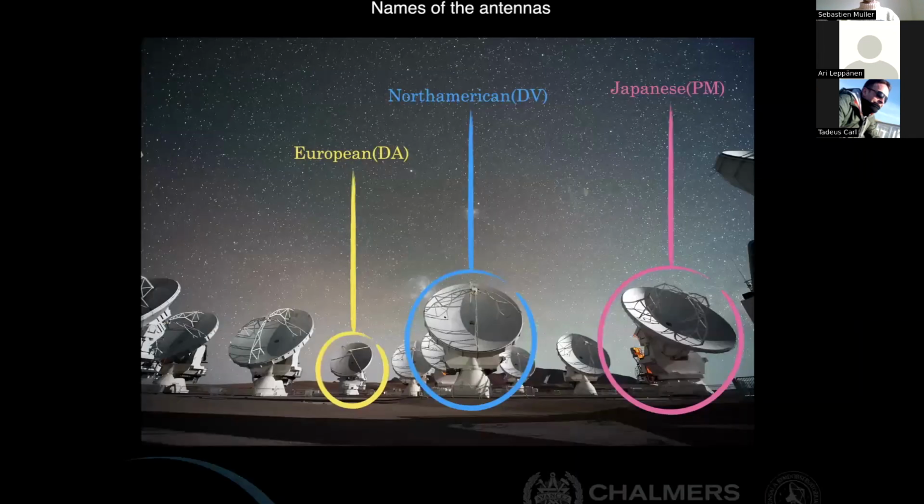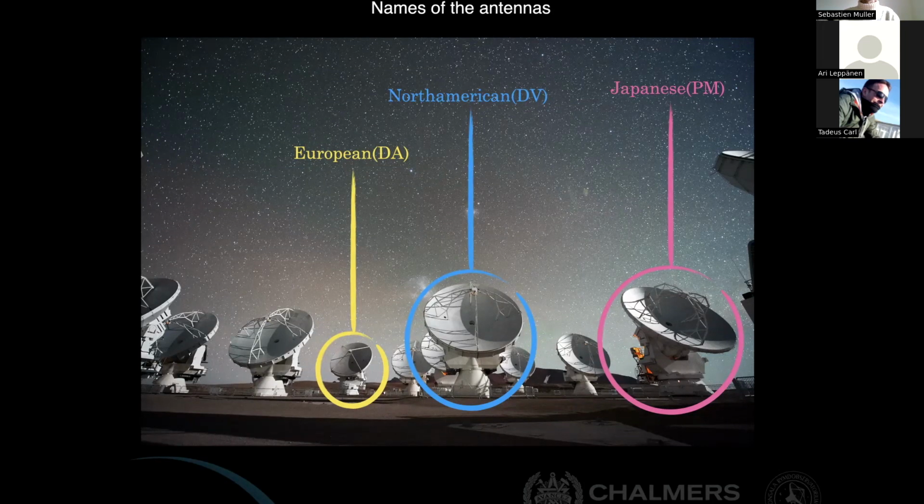And I also wanted to share that the different antennas were built by different partners. The contribution to the telescope was done, as you know, by these three regions: North America, Europe, and East Asia. And so we have antennas that come from different regions.